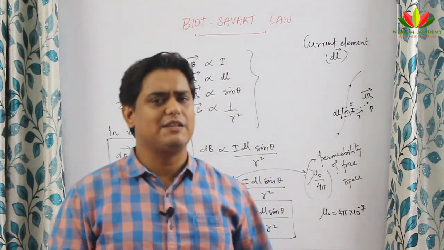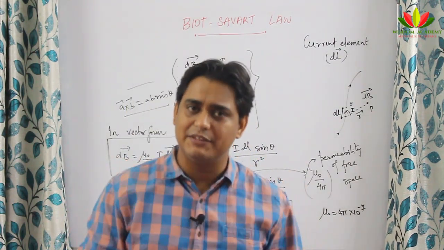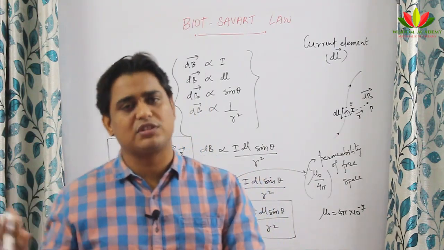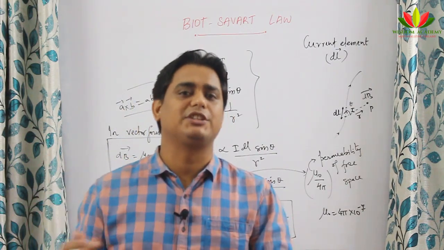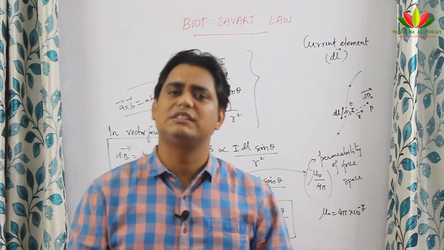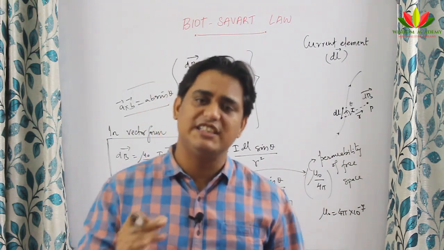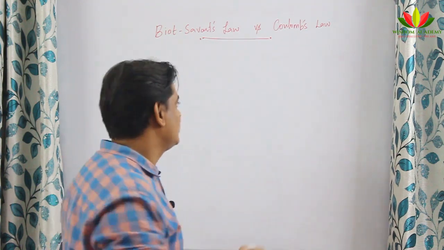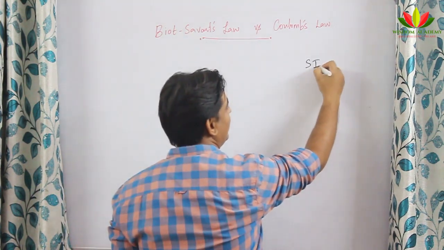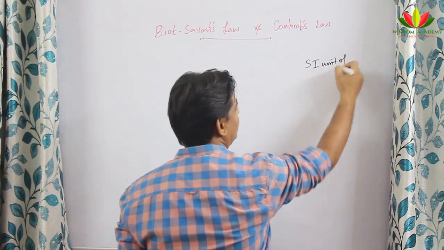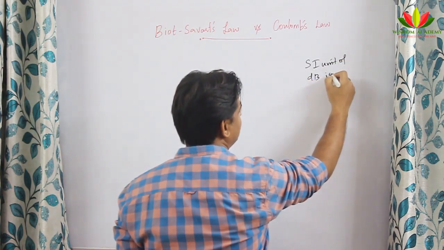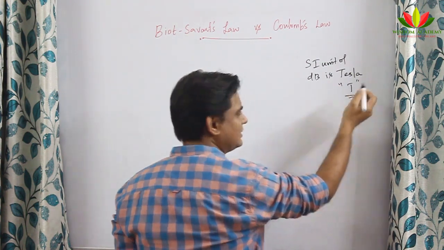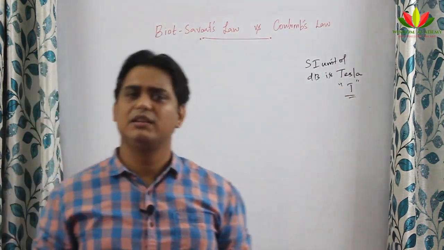Please remember this, it is one of the very important derivations, or I will say expressions, which will be used in all the forthcoming applications. So Biot-Savart has lots of applications, we will see one by one. The SI unit of magnetic field is Tesla. You can make a note of this, the SI unit of magnetic field is Tesla, represented by capital T. It is named after the scientist Tesla.